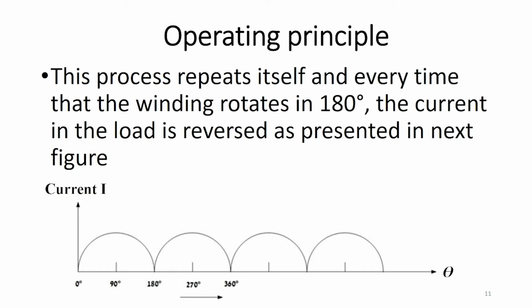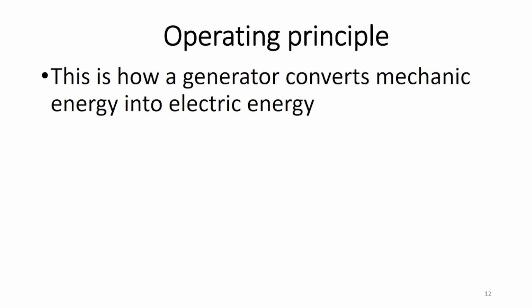This process repeats itself, and every time that the windings rotate 180 degrees, the current in the load is reversed, as presented in the next figure. You can see the current increases until 90 degrees, and then it decreases until it gets to the angle of 180 degrees between the velocity and the field. And then again, it goes up and down. This is how a generator converts mechanical energy into electric energy.